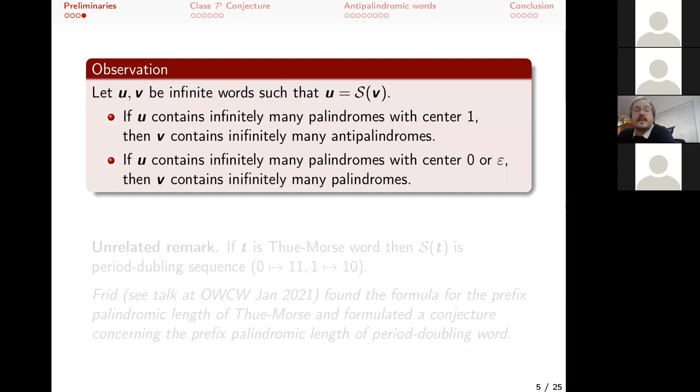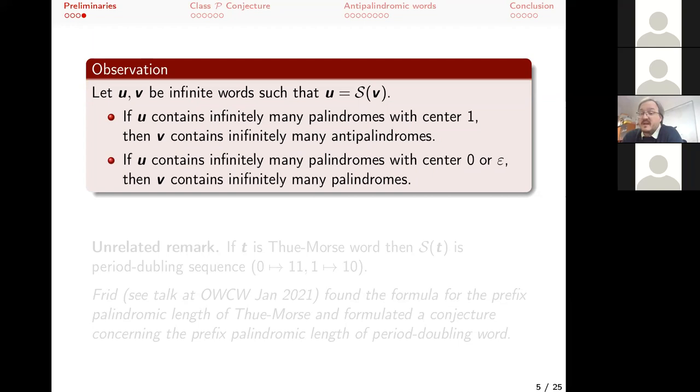It's quite a simple observation that if I've got two infinite words, U and V, such that U is the image of V under this S mapping, then if U contains infinitely many palindromes with center 1, so palindromes of odd length such that the middle letter is 1, then V contains infinitely many antipalindromes. And if U contains infinitely many palindromes with either center 0 or with an empty word as a center, so it means that they are palindromes of even length, then V contains infinitely many palindromes.